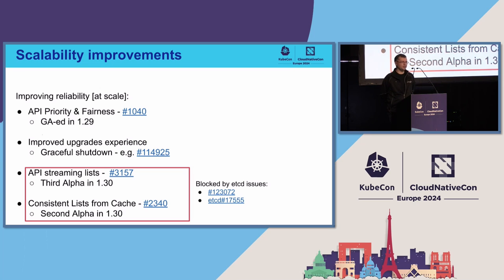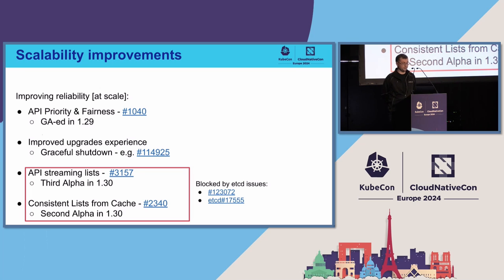We were planning to have it in beta in 1.30, but unfortunately, due to some issues on the etcd side itself, namely with the progress notify feature that we rely heavily on here, our testing uncovered some corner cases that are not handled well, so we need to postpone it and fix those issues first. And the second thing worth mentioning here is streaming lists.